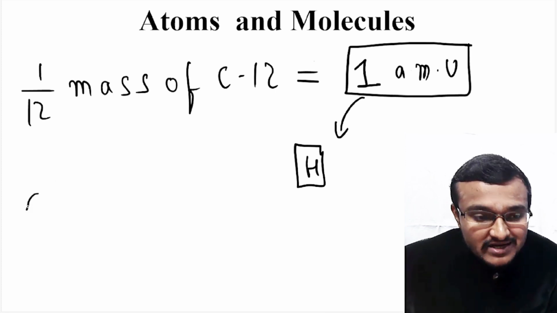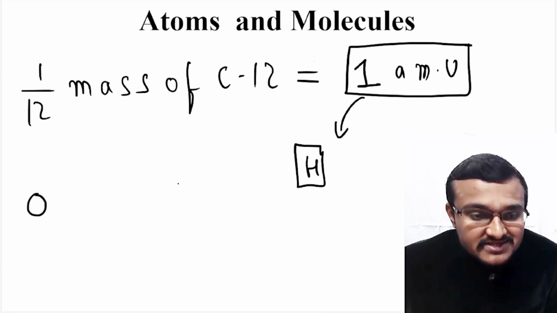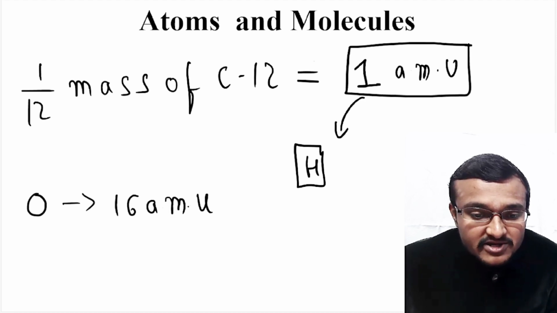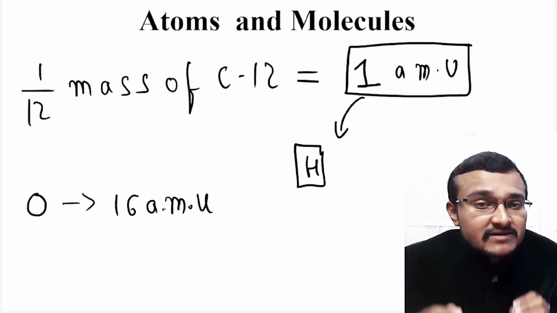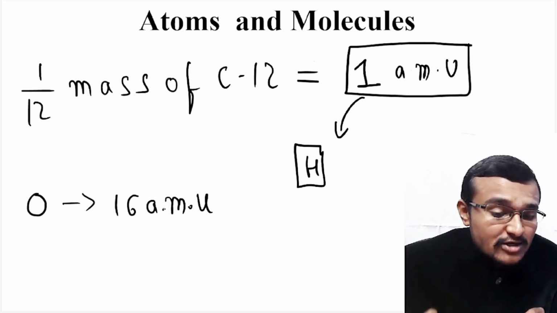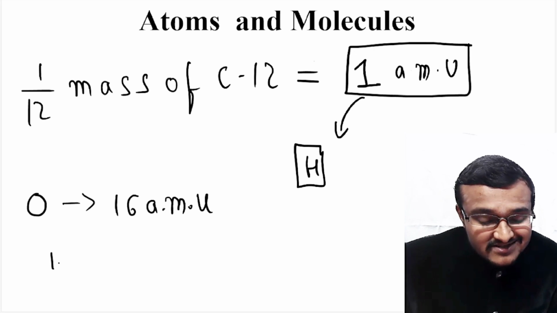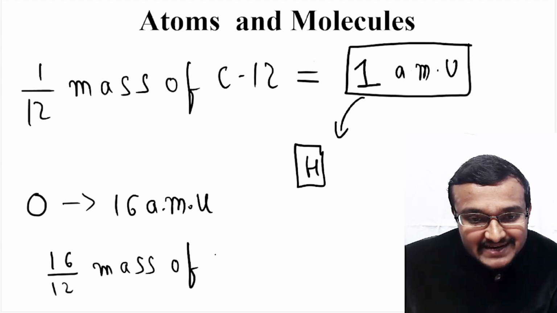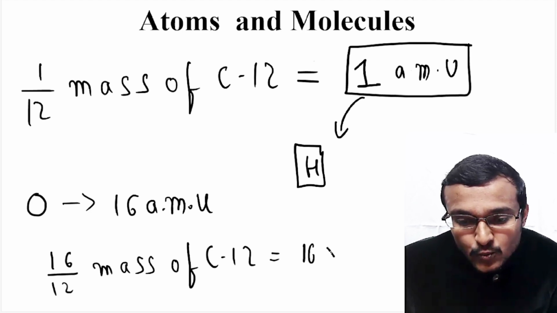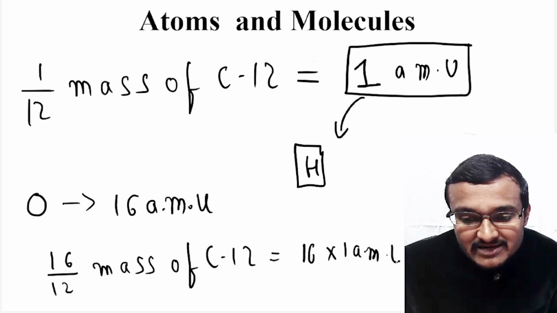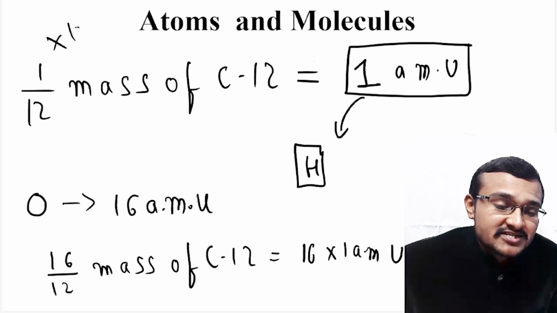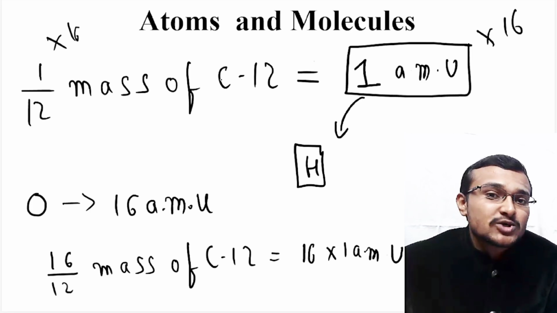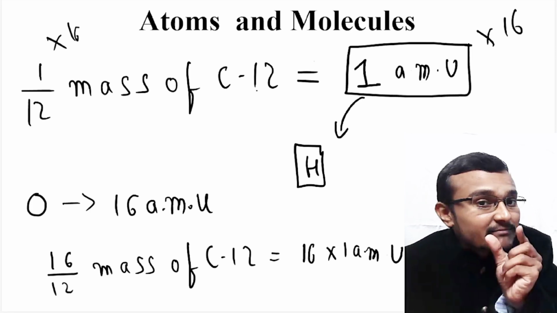So now if you consider oxygen, for example, the oxygen mass is 16 AMU. So the mass of that oxygen atom is 16 atomic mass units. So what do you mean by 16 atomic mass units? That means 16 times the 1/12 mass of the carbon-12 atom. That is 16 into 1 AMU. So here you are multiplying 1/12 with 16. So 16 into 1/12 mass of the carbon-12 atom is the mass of the oxygen atom.